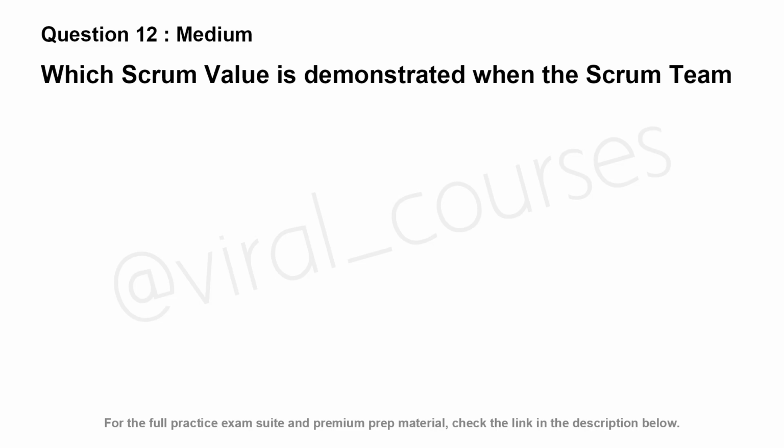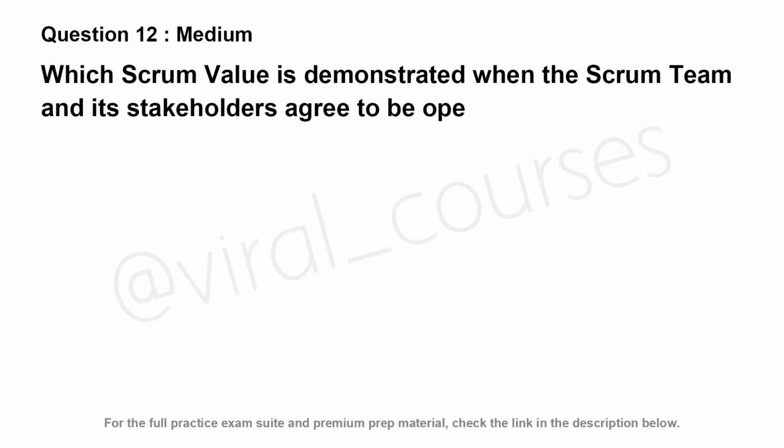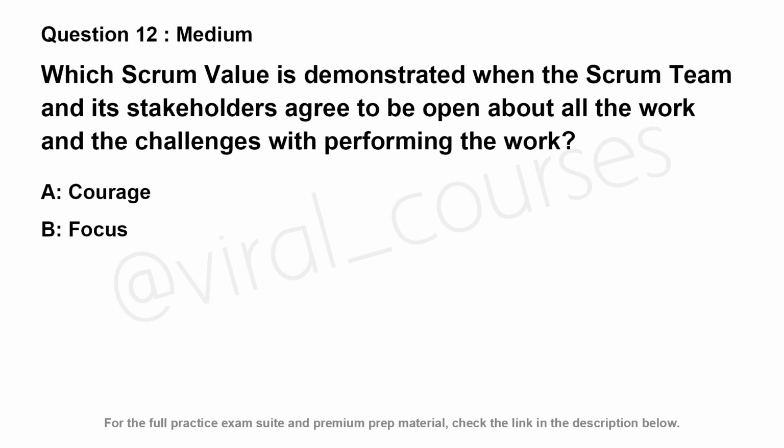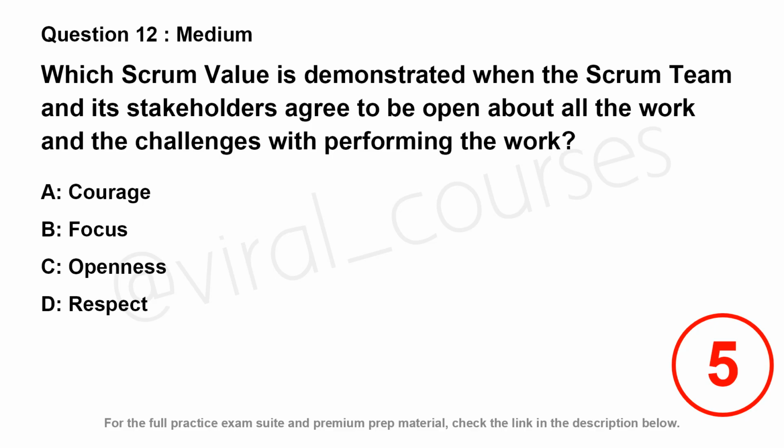Which Scrum value is demonstrated when the Scrum team and its stakeholders agree to be open about all the work and the challenges with performing the work? Option A: courage. Option B: focus. Option C: openness. Option D: respect.